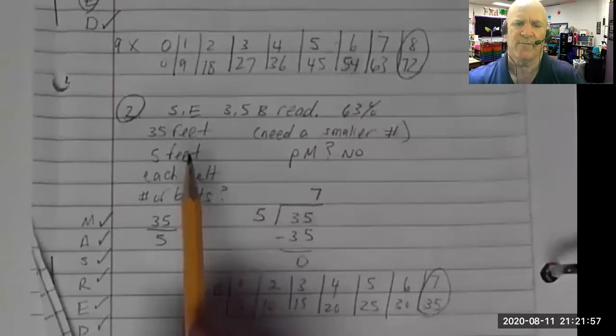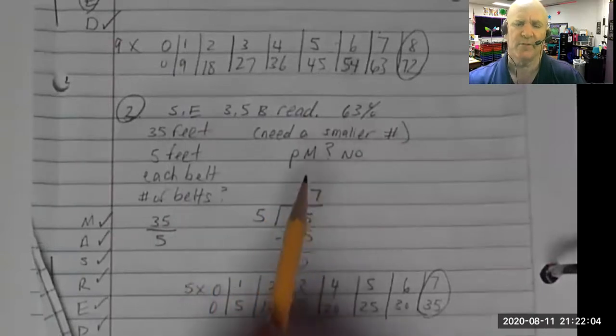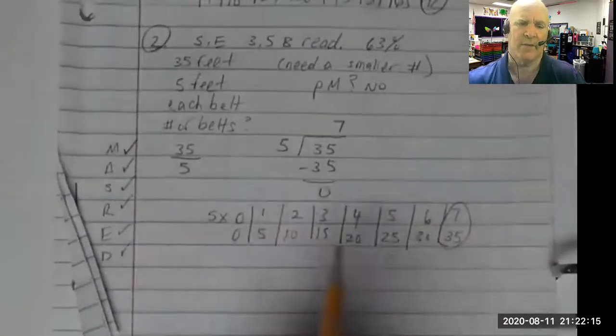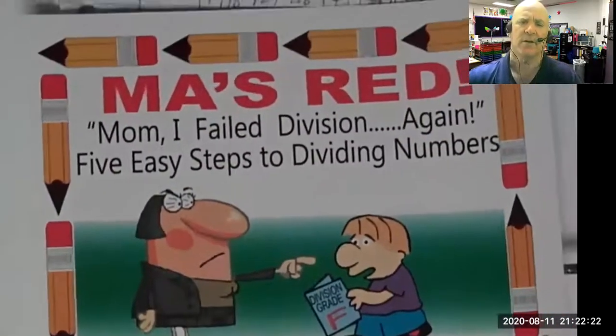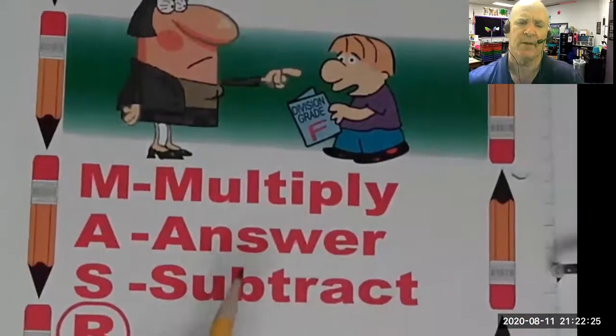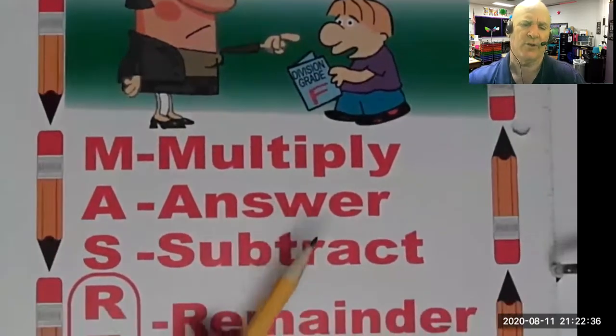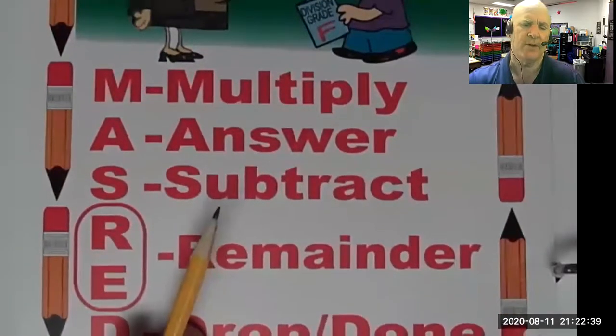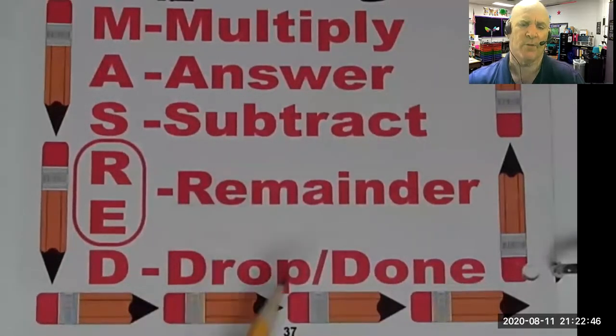notebook paper. 35 feet, 5 feet for each belt. How many belts? The keywords are different. PM, yes, but no, because I need a smaller number, and if I multiply, you end up getting a bigger number. So practicing MOSRED, we showed you inside the binder on page 37, the math binder, it stands for multiply something until you get an answer that is equal to or lower than the number inside the dividend, inside the box. And you'll subtract to get a remainder, and you'll be dropping and going back to the top. When you drop, go back to the top, or you'll be done.